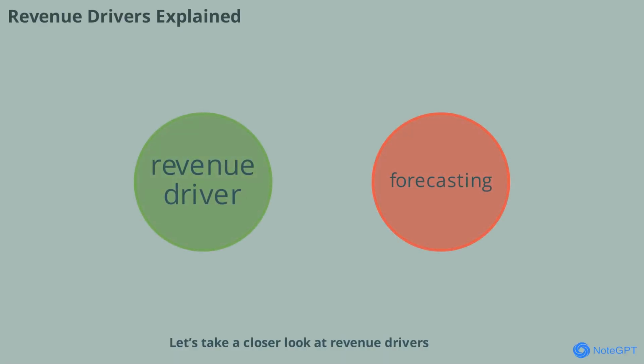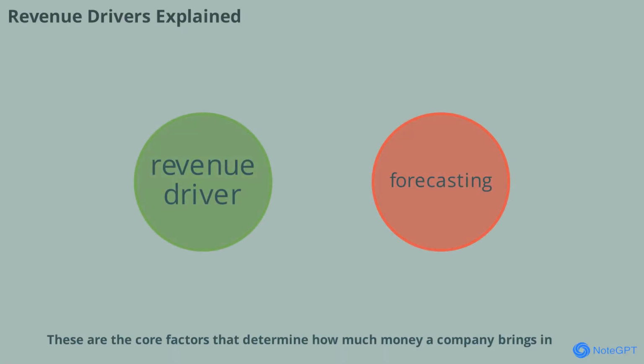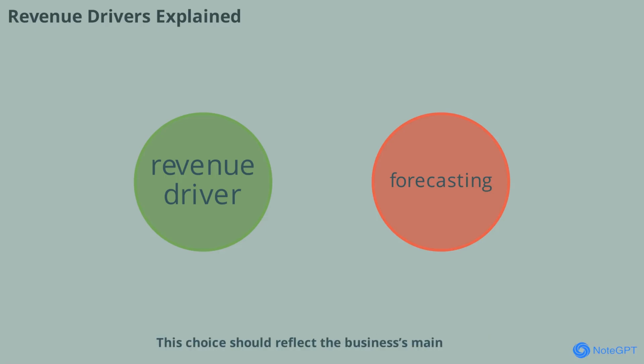Let's take a closer look at revenue drivers. These are the core factors that determine how much money a company brings in. Whether it's price times quantity, users times ARPU, or stores times sales per store, picking the right driver is essential. This choice should reflect the business's main activity and be easy to track and forecast. By focusing on the most relevant driver, you keep your model practical and actionable.